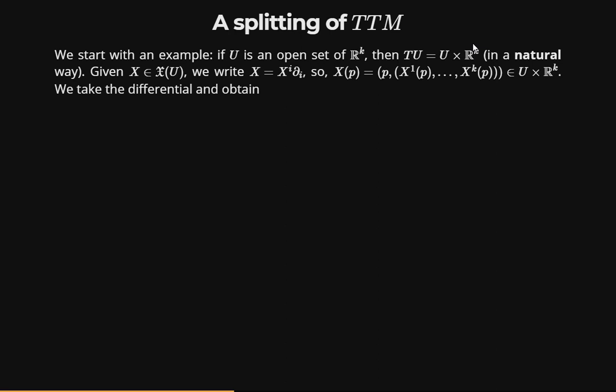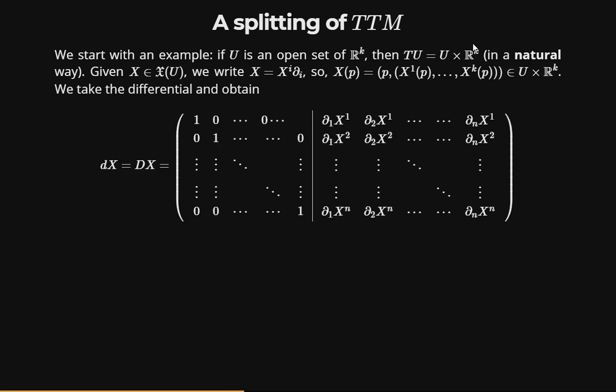We take the differential. Taking the differential, we obtain this thing. So the differential is just the Jacobian matrix, which is the identity here, and the gradient of this vector map, the Jacobian of this vector map. Okay? You will all agree, I think, that the interesting part is the second one, this one.